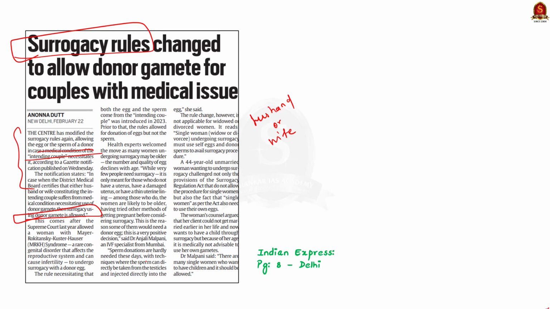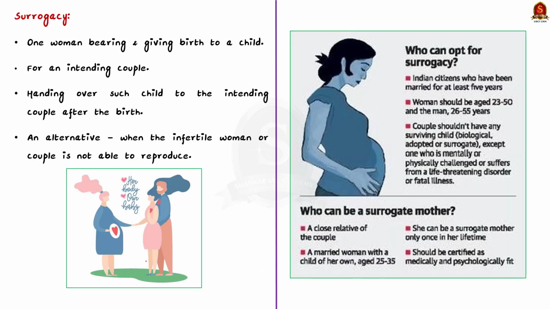In this context, let us quickly go through surrogacy from the prelims perspective. Firstly, what is surrogacy? See, surrogacy refers to the practice of one woman bearing and giving birth to a child for an intending couple with an intention of handing over such child to the intending couple. Or in simple terms, surrogacy refers to a contract in which a woman carries a pregnancy for another couple. Here you must understand that surrogacy comes as an alternative when the infertile woman or couple is not able to reproduce. There are two types of surrogacies.